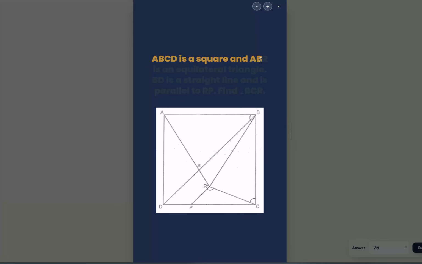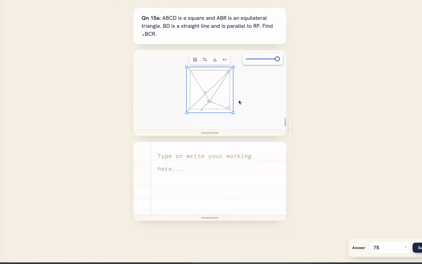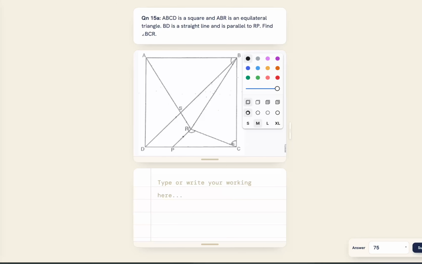Question 15a. ABCD is a square and ABR is an equilateral triangle. ABD is a straight line and parallel to RP. Find angle BCR. We want to find angle BCR, which is this one over here. Let me highlight it in red so it's easier to see. Angle BCR is part of this triangle over here, BCR as well. So in this case, angle BCR is equal to 180 minus angle CBR minus angle CRB.